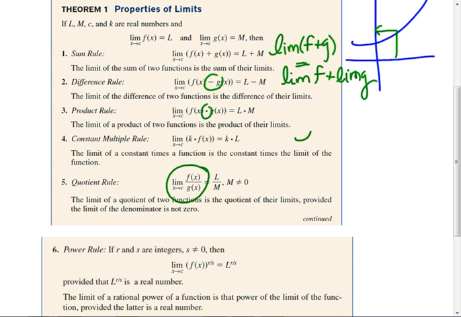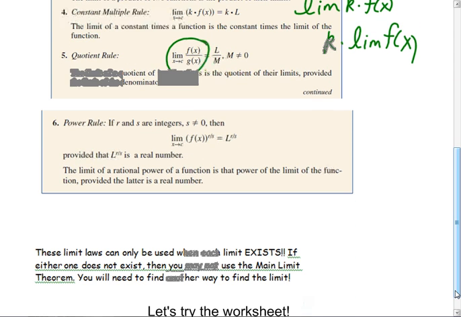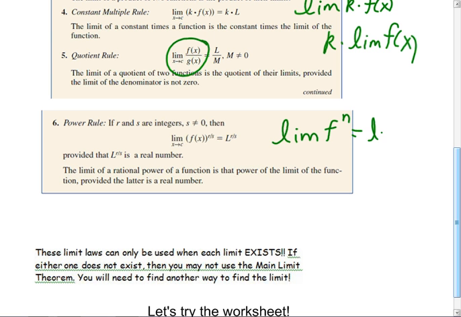And don't forget that the limit of some constant times f of x is equal to the constant times the limit of f of x. Remember, we can pull constants out. Can't pull out x's. And even this one with the powers, the limit of f to the n, you can find the limit of the function and then raise that answer to the nth power. That's all okay. Now, the only time this is okay is if each limit exists.